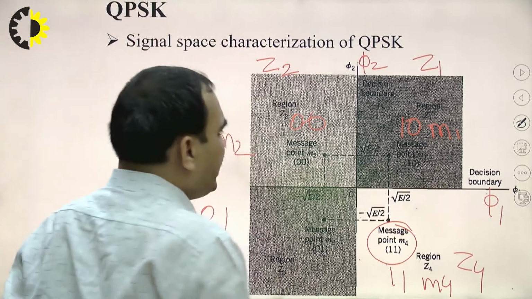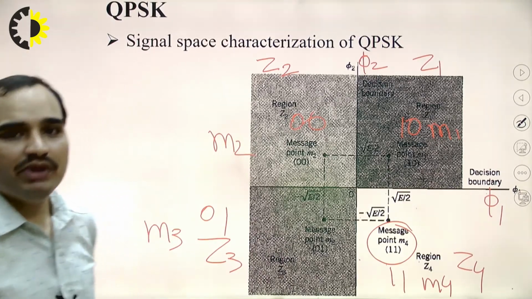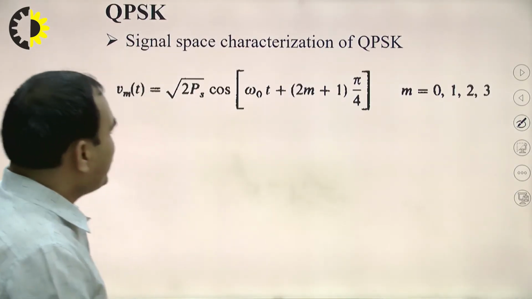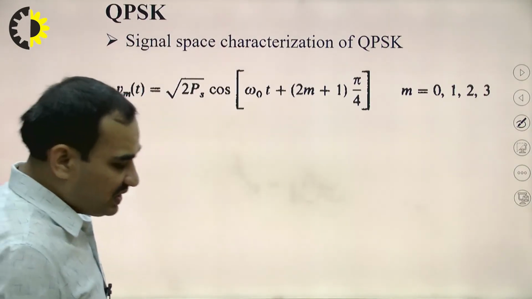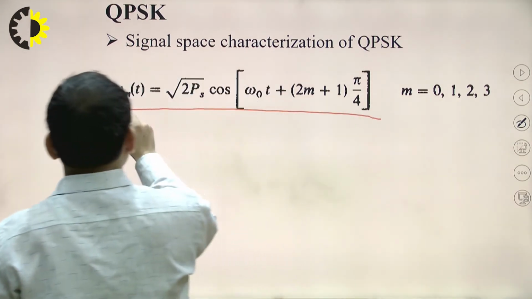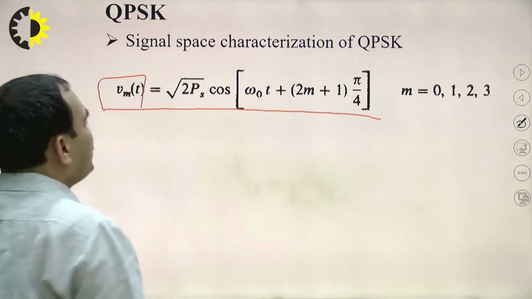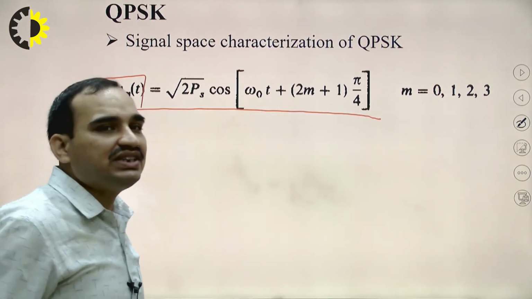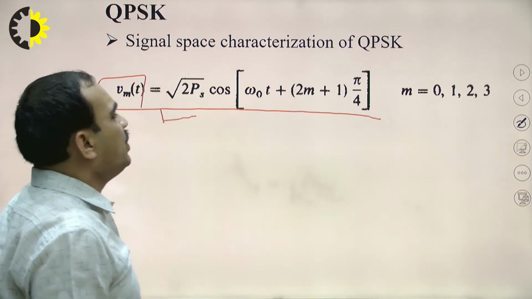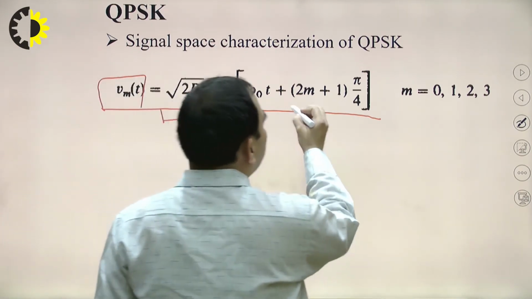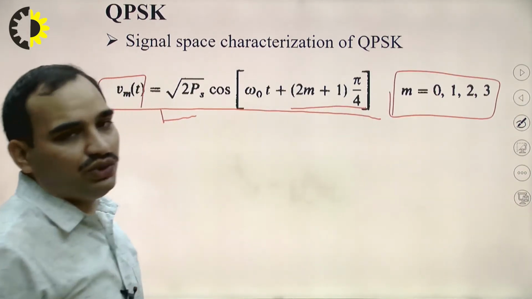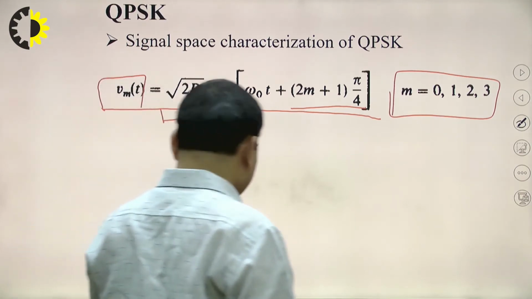So we have classified 4 message points with the 4 symbols, or the 4 different phases. So we can write in terms of the power. The same mathematics we can apply to write the equation in terms of the power, that is in the voltage. The signals we are representing in terms of the time voltage, that is V(t) equals under root of 2Ps cos of omega naught t plus (2i minus 1) pi by 4, where the value of i is varying from 0 to 3, that is 0, 1, 2, 3.